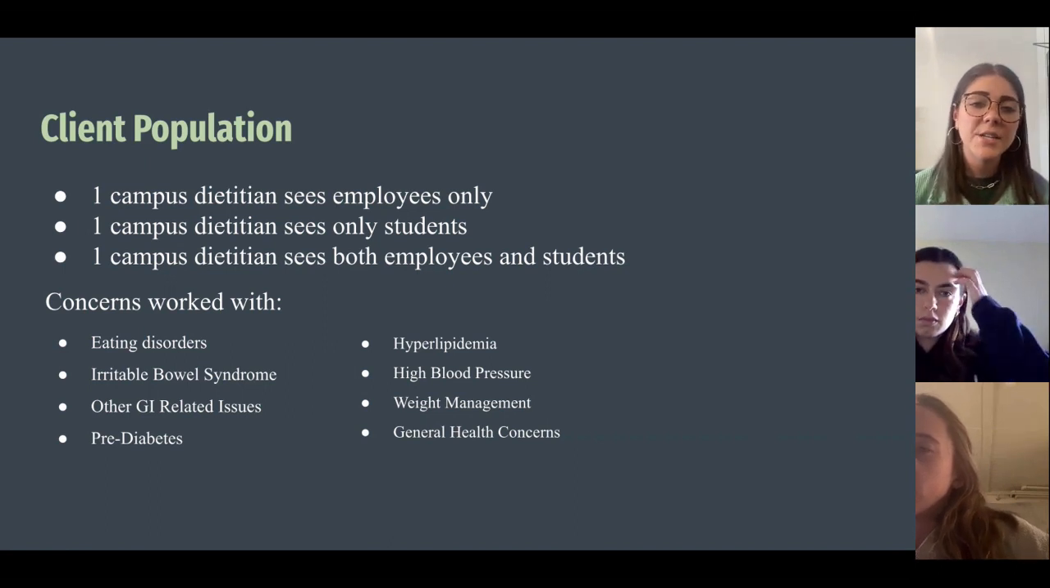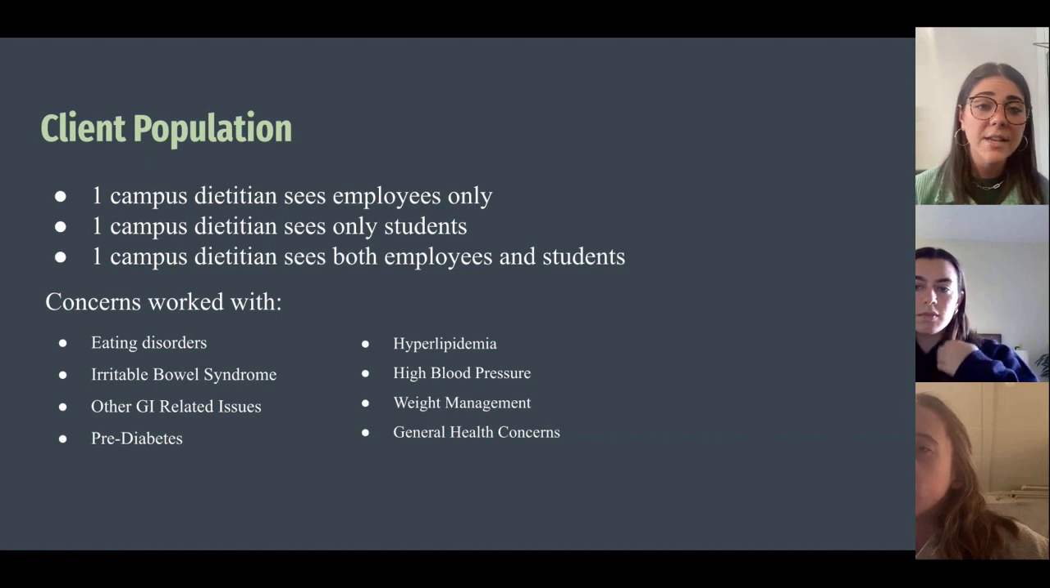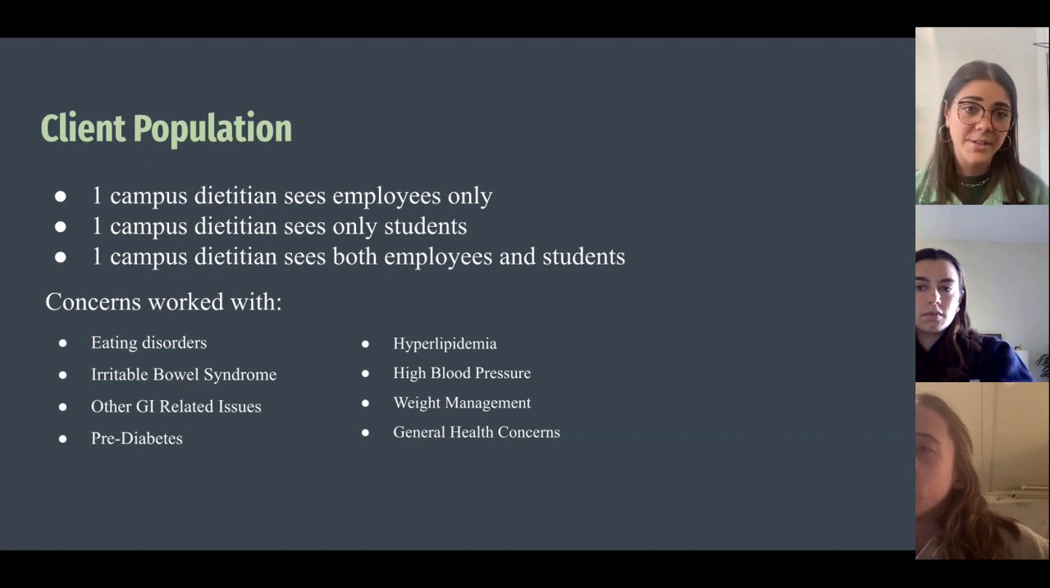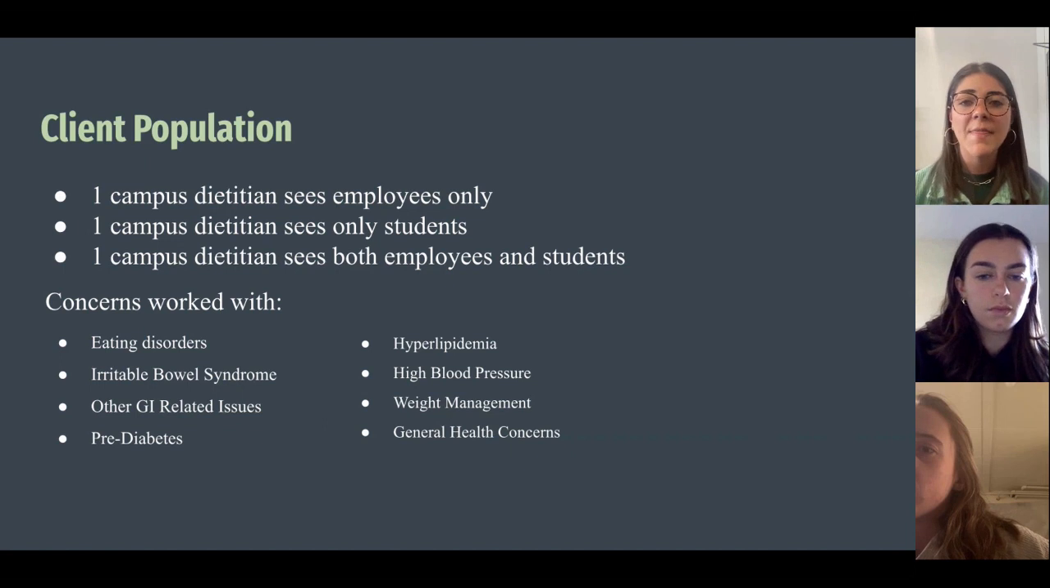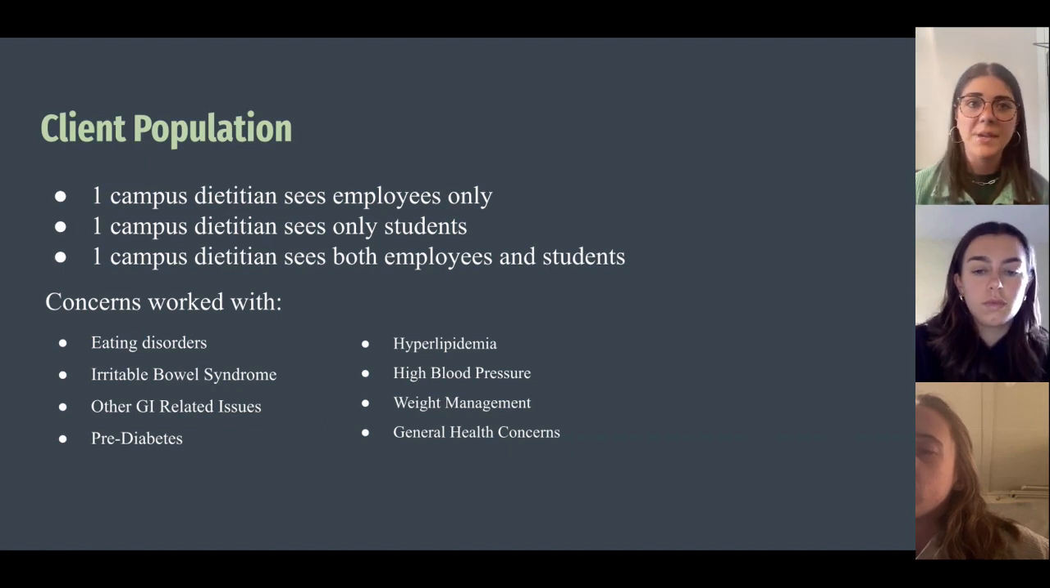And then another campus dietitian only sees students. And one other campus dietitian sees both employees and students at their health center. And the main concerns worked within this client population, a lot of the conditions reported were eating disorders, irritable bowel syndrome, and a bunch of other GI related issues. One campus dietitian mentioned working with a lot of pre-diabetes patients, hyperlipidemia, high blood pressure, weight management, and then just general health concerns on how to be healthier, how to feel better, and how to fuel your body.